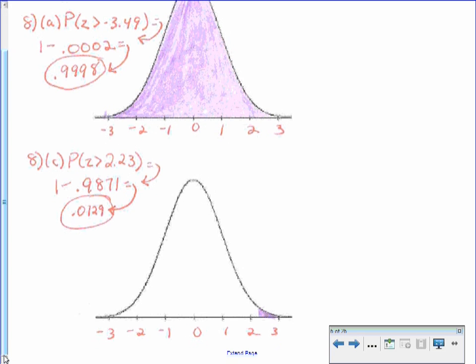In C, to the right of 2.23 is a very small little space. And so, of course, complement that answer, 0.0129.